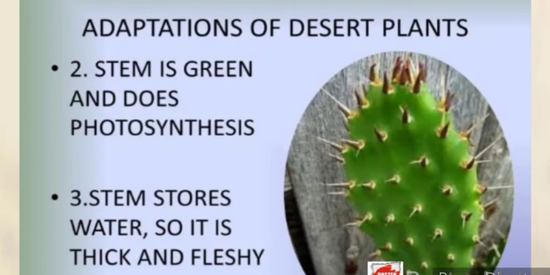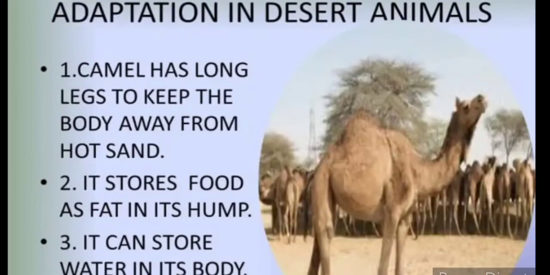Other adaptations of desert plants are that the stem is green and it performs photosynthesis. The stem stores water, so it is thick and fleshy. Okay, so this is the adaptation of plants in a desert area. Now we come to the animals of the desert area. So we are going to study about the camel.